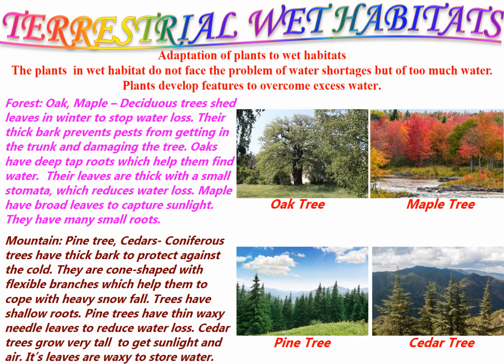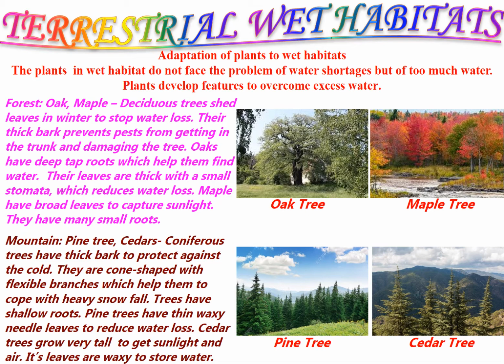Deciduous trees drop leaves in winter to prevent evaporation. Their bark prevents pests from damaging the tree. Oaks have deep taproots which help them find water. Their leaves are thick with a small stomata which reduces evaporation. Maple trees have broad leaves to capture sunlight. Many small roots anchor them.